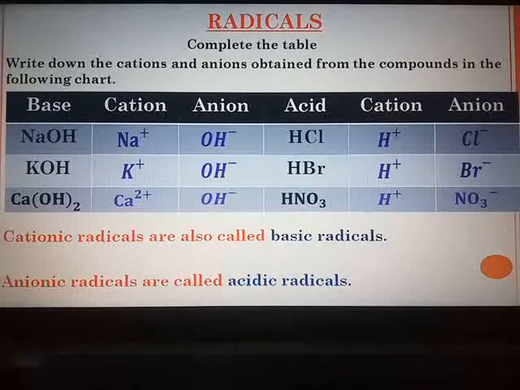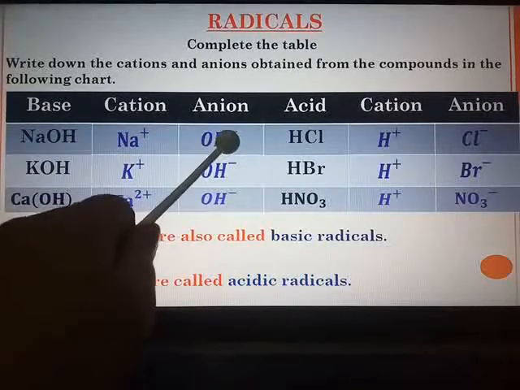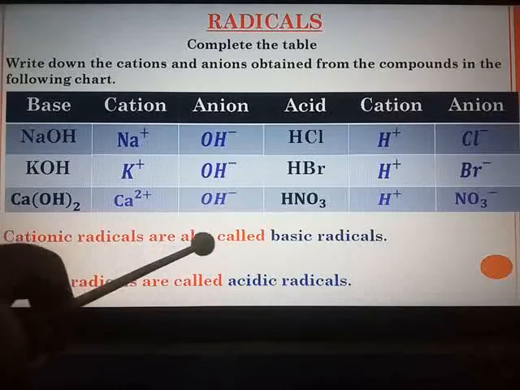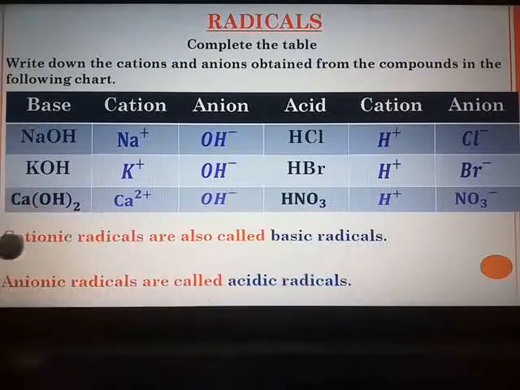So cations are positively charged ions and anions are always negatively charged ions, and they take part independently in the chemical reaction, and hence they are called radicals. Now the cationic radicals are also called basic radicals, and anionic radicals are called acidic radicals. So this you have to keep in mind.